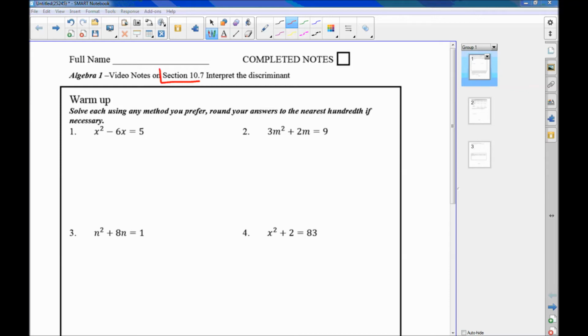Today we are covering section 10.7, Interpret the Discriminant. So we'll learn what that means in a minute. All right, so our warm-up: solve each using any method you prefer. Round your answers to the nearest hundredth if necessary.